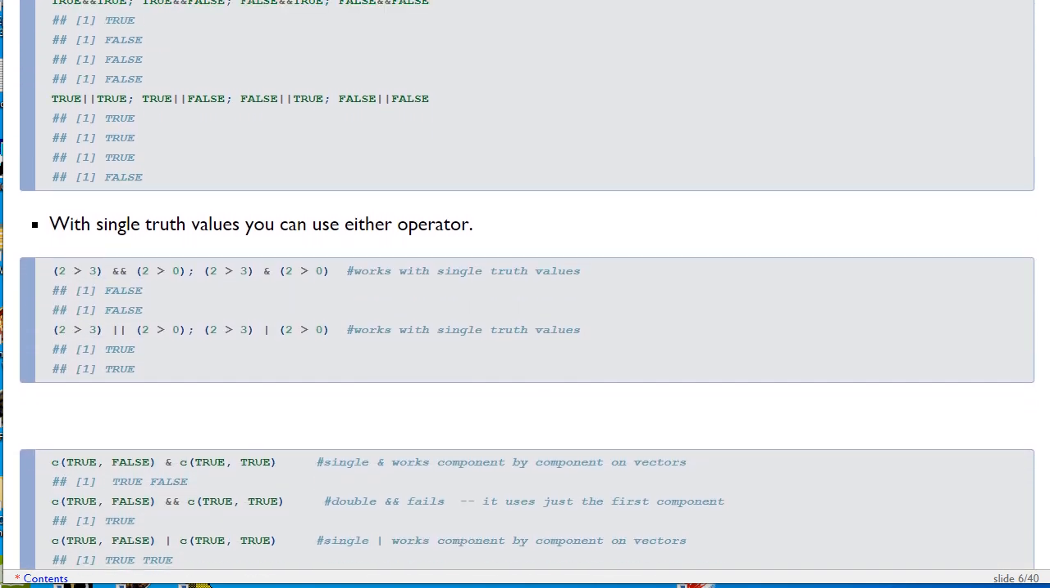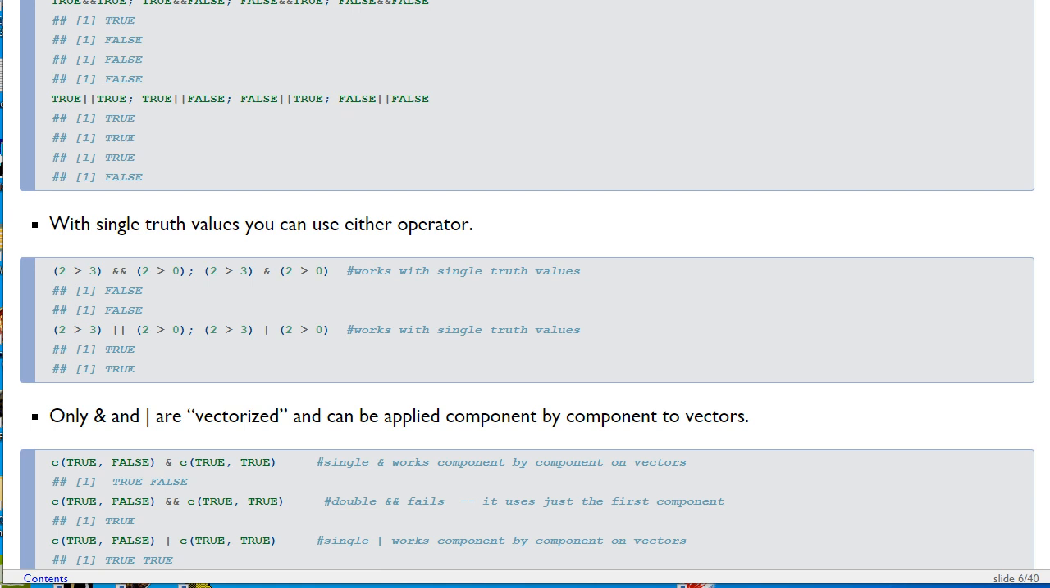So if you're dealing with single truth values, you can use either operator. Whether I evaluate the expression 2 greater than 3 and 2 greater than 0 with a double ampersand or a single ampersand, the answer is that statement is false. Whether I evaluate 2 greater than 3 or 2 greater than 0 with a double or single vertical bar, I get the answer true. So for working on single truth values, these operators work the same way. But the only ones that are vectorized are the single ampersand and single vertical bar.